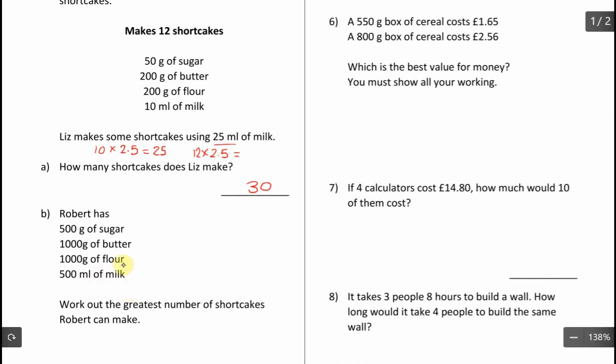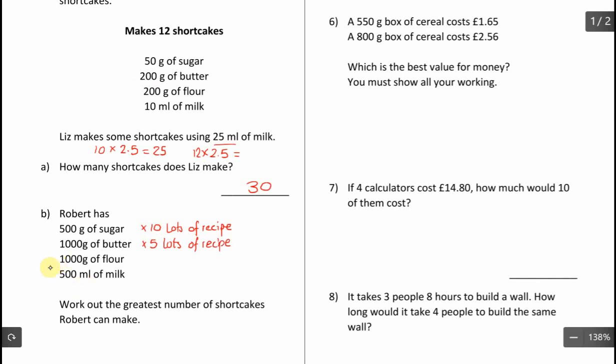So for this question, we're looking to find which ingredient limits him the most. So if we look at the sugar, he's got 500 grams, the recipe only needs 50. So hopefully you can see that he could make 10 lots of the recipe, if we're just considering the sugar. He's got 1,000 grams of butter, the recipe only needs 200, so that would allow him to make 5 lots of the recipe, because 5 lots of 200 go into 1,000.